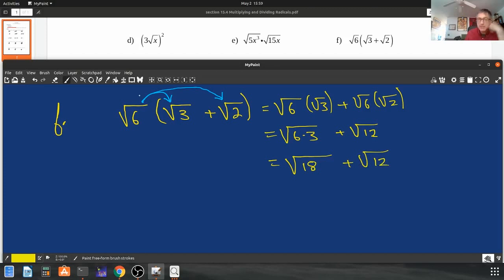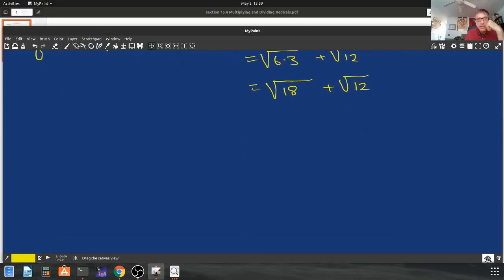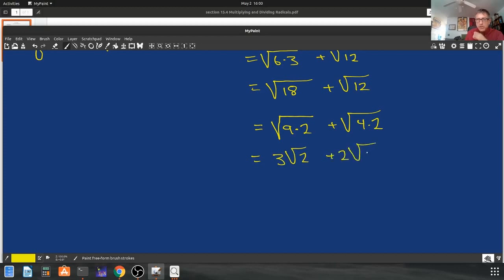And you might say, oh goodness, there's more to be done. And I hope you are saying there's more to be done, because there is. There often is, because these are specifically chosen. 18 is 9 times 2, and 12 is 4 times 2. So that's the square root of 9 times 2, so that's 3 on the square root of 2 plus 2 on the square root of 2. Now I can add those because I have like radicals. So that's going to be 5 on the square root of 2.